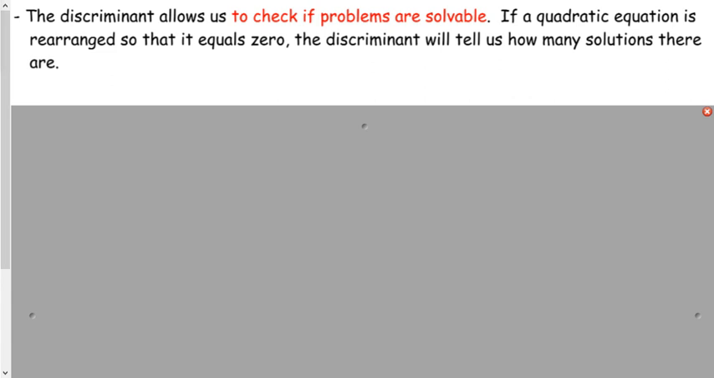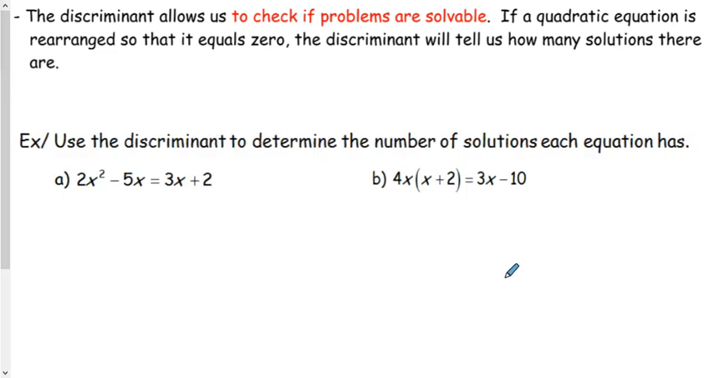In the previous lesson, I gave you all quadratics that were solvable because we could factor them and find solutions to them. They were all factorable. They all had two solutions. In this lesson, we're realizing that it's more complex than that. So we're going to rearrange the quadratic equation so that it equals 0, just like we did in the previous lesson. Then we're going to do the discriminant to see how many solutions there are. Let's give that a try.